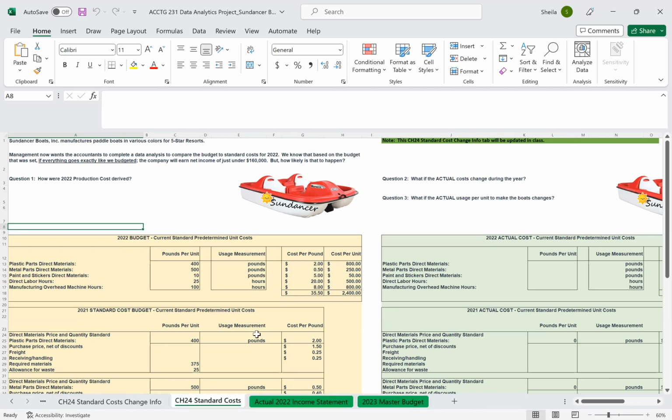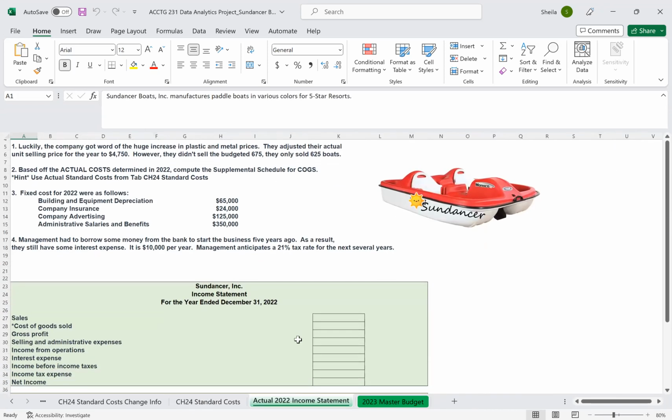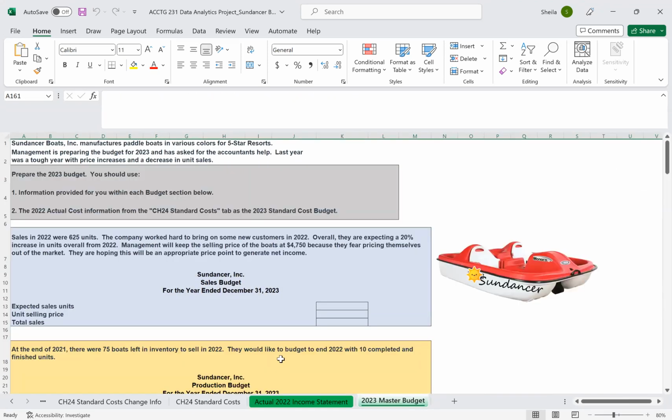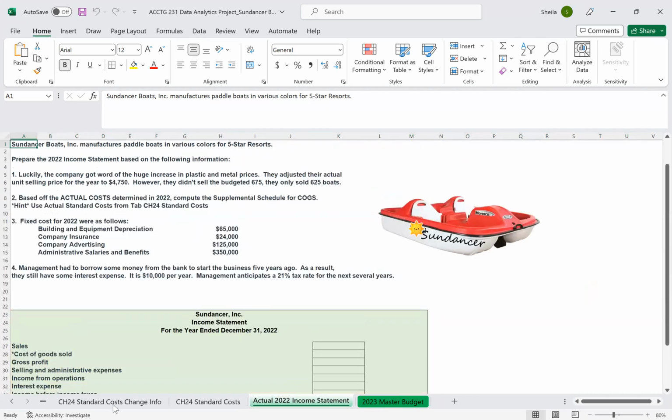Your responsibility for the project is going to be this green tab for the actual 2022 income statement and the 2023 master budget. Now, the master budget we walk through is essentially the year before of this exact same file, okay? So you will use this video to help you complete each one of these, because we're also going to be completing a budgeted income statement that will help you with this information.